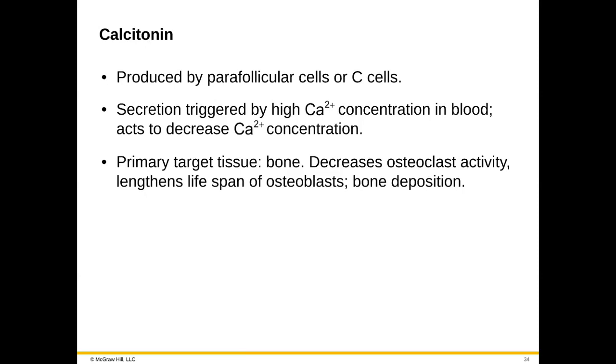Now, how do we tone down the amount of calcium within the bloodstream? A couple different ways that we can do that. The primary tissue that we're going to target is the bone itself. We need to decrease osteoclast activity.